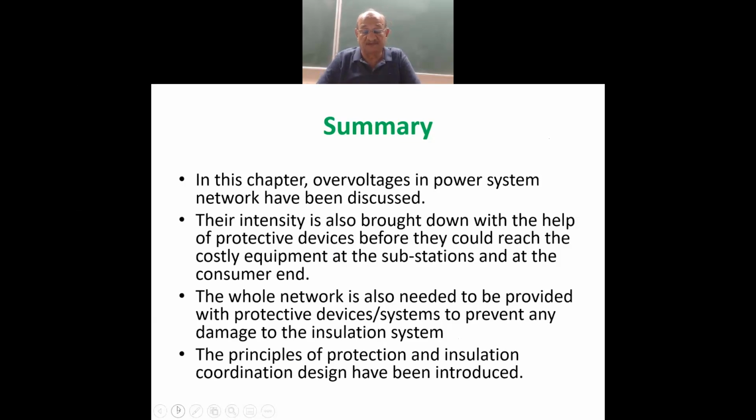We discussed the generation of lightning overvoltages, their protection, and insulation coordination in this chapter. It was necessary for you to learn at this stage because when we go to equipment production, the insulation level is provided to every gadget considering the overvoltages. The lightning and switching impulse overvoltages prevail in every network.